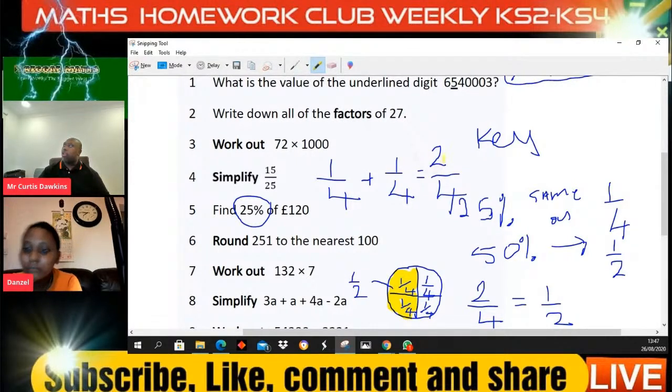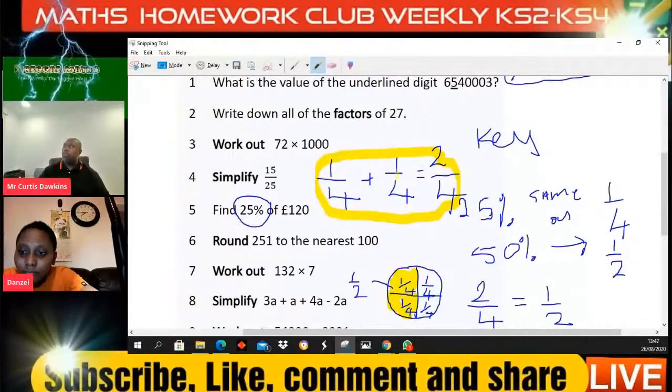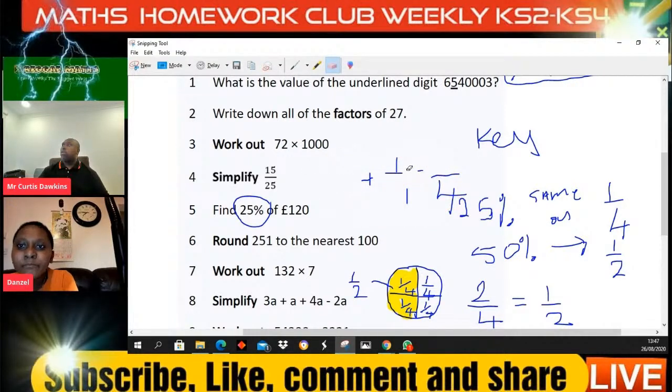Write this down, please. Write all of this down. A quarter plus a quarter equals 2 over 4. And 2 over 4 is equivalent to a half. Okay? You got it down? Good lad.